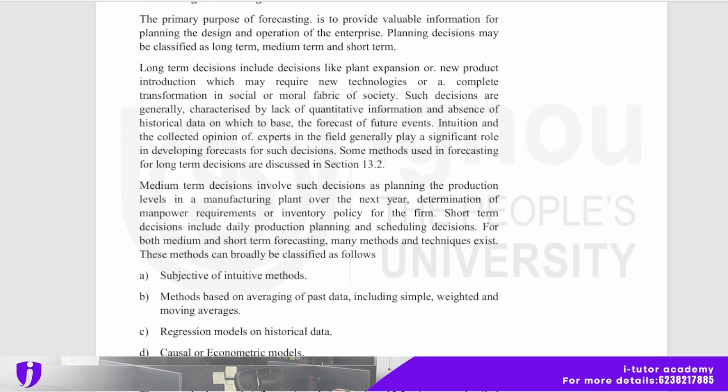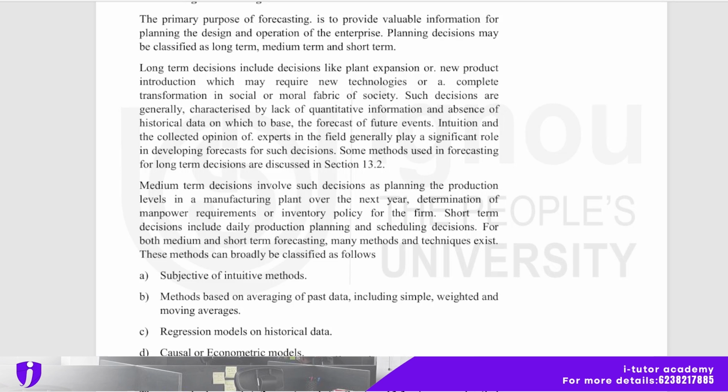The long-term decisions include decisions like plant expansion or new product introduction which may require new technologies or a complete transformation in the social or moral fabric of society. Such decisions are generally characterized by lack of quantitative information and absence of historical data on which to base the forecast of future events. Intuition and the collected opinion of experts in the field generally play a significant role in developing forecasts for such decisions. Some methods used in forecasting for long-term decisions are discussed in section 13.2.